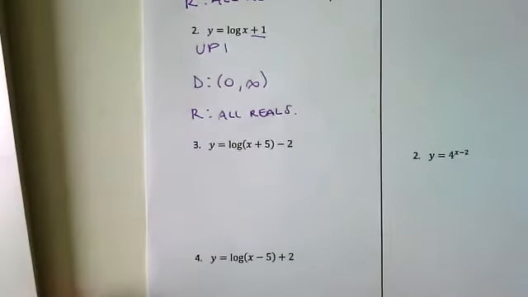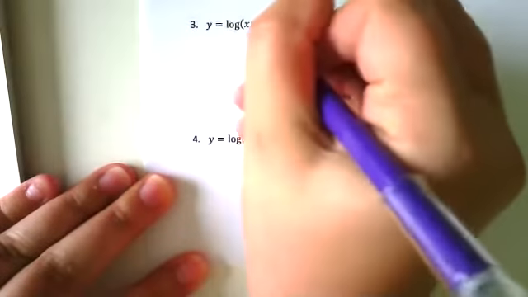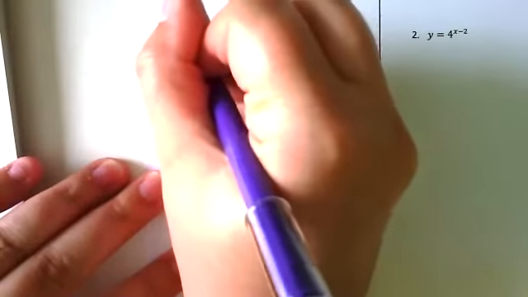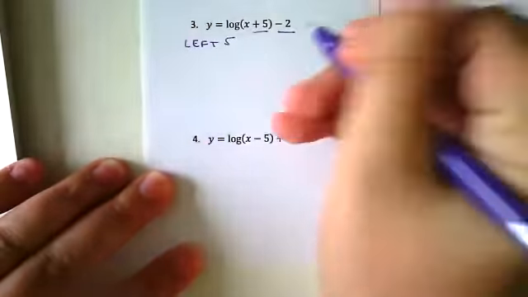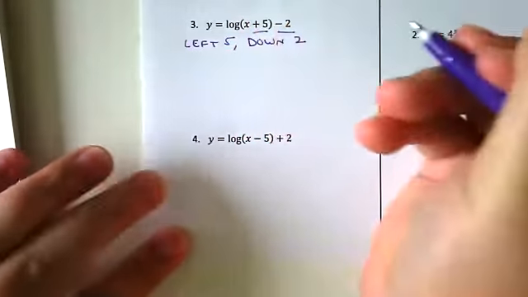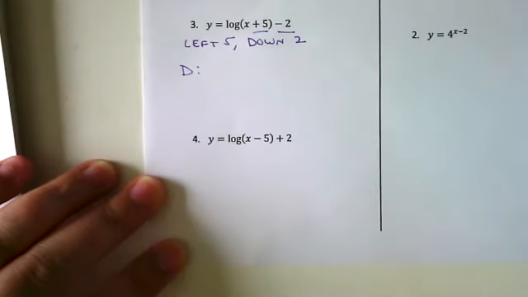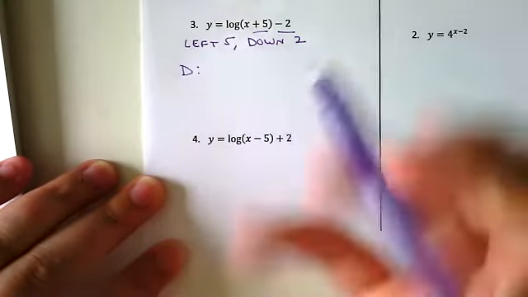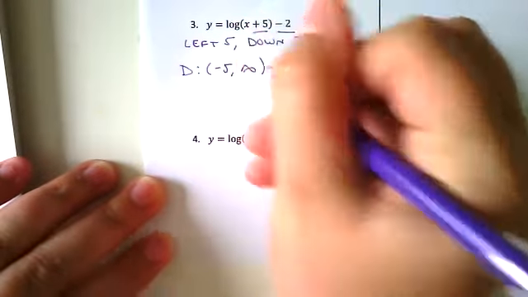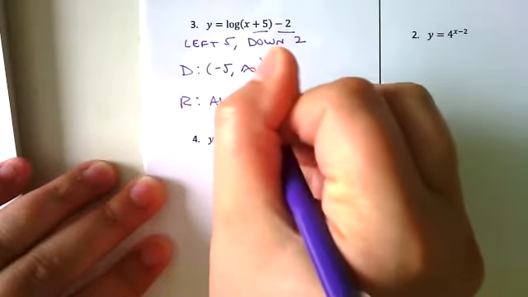Okay. For question number 3, we've got 2 transformations here. Okay, so we have the +5 and the -2. So the +5 is going to go left 5. And then the -2 is going to go down 2. Okay, so remember our domain is our x values. So the x is affected by going left 5. So instead of being at 0, if we go left 5, we're going to be at -5 to infinity. And then for the range, that's going to stay all reals.